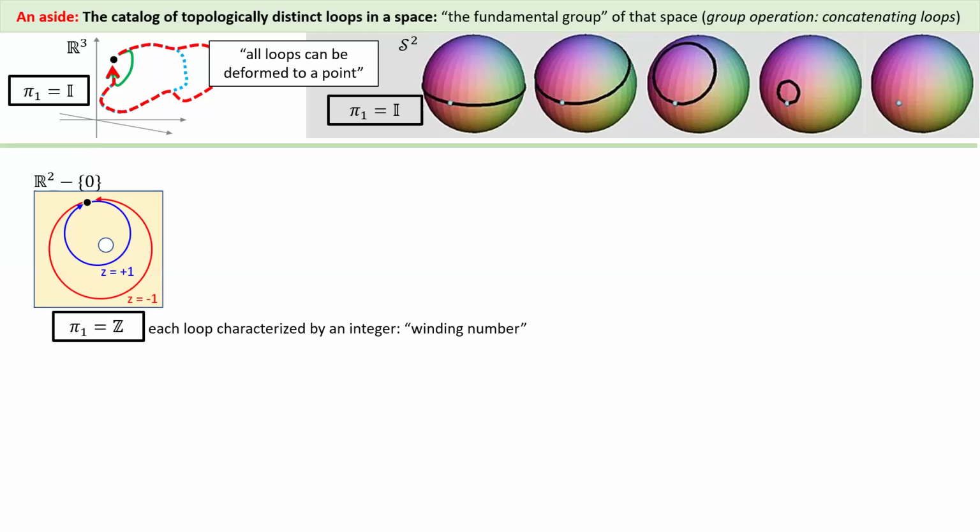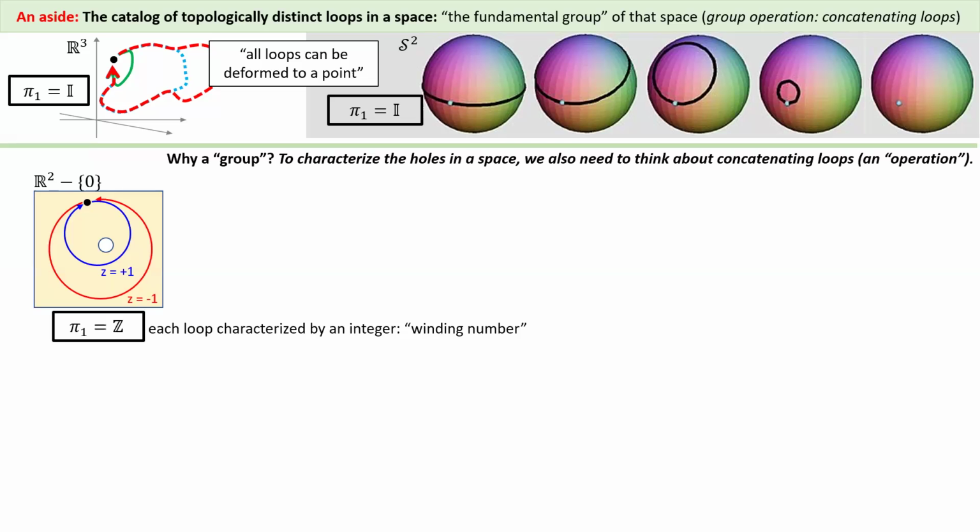We know this is the winding number. You draw me loops in the space, I can tell you what its winding number is around the hole. On the other hand, I keep calling this characterization a group. And the reason that it's a group as opposed to just a set is that if you really want to characterize what kind of holes there are in your space, which is kind of what we're doing, you also need to think about concatenating these loops. So this is the group operation.